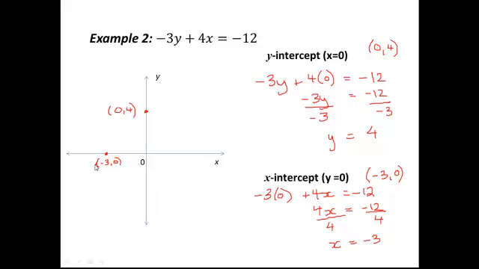And now I can connect those 2 points. And there is my line. So I just put my arrows on to show that it goes on forever. And that's the line negative 3y plus 4x is equal to negative 12.